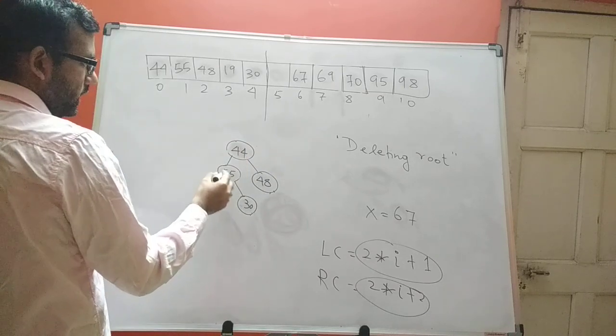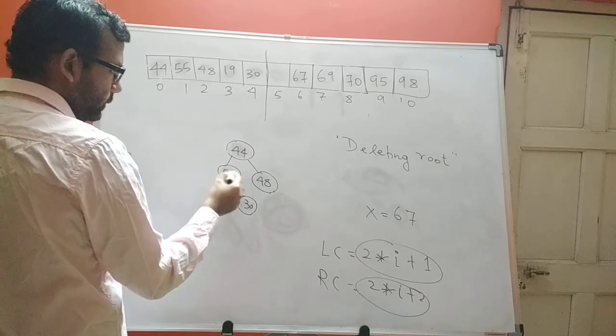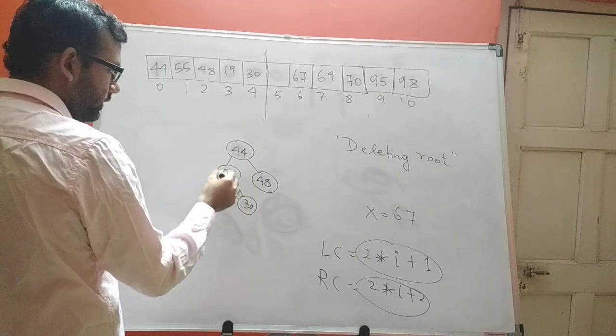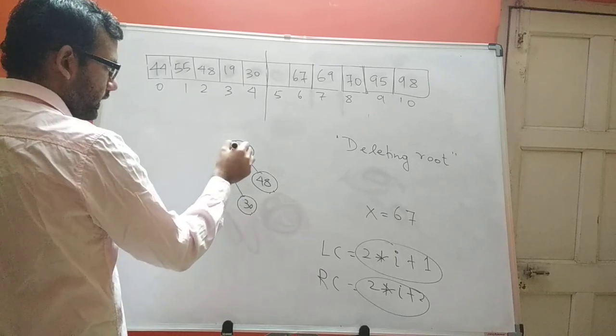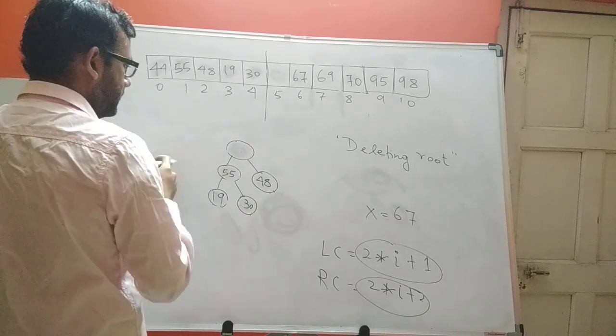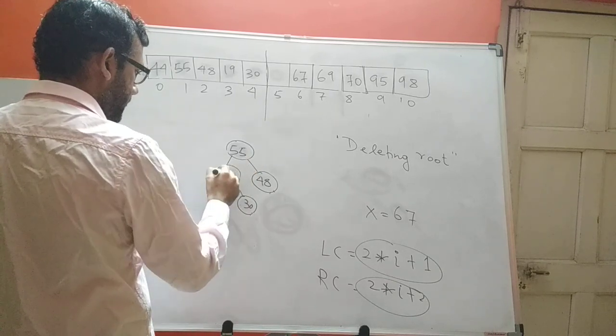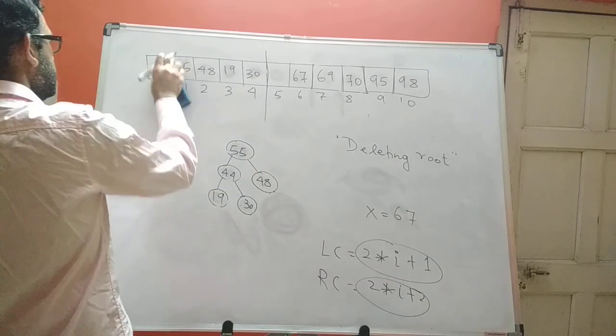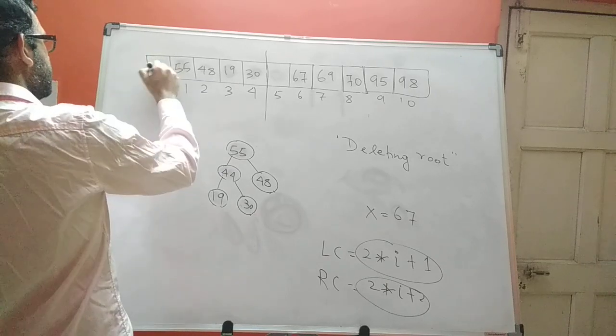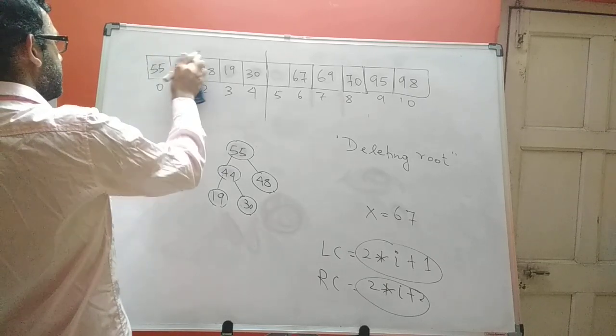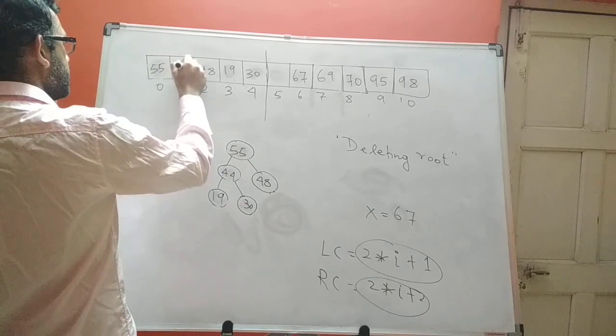Now I check. The two children are 55 and 48. Which is greater? 55 is greater. So I check 55 with 44. Is 55 greater than 44? Yes. So I swap it. So 55 comes here and 44 goes here. So I'll swap 44 and 55.